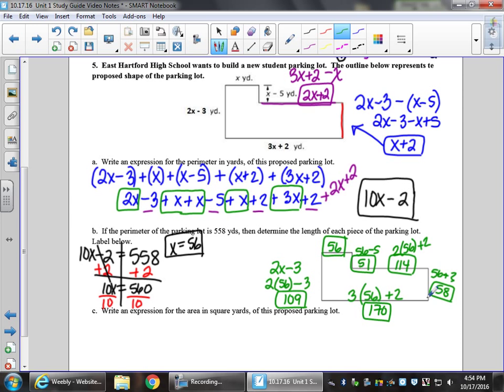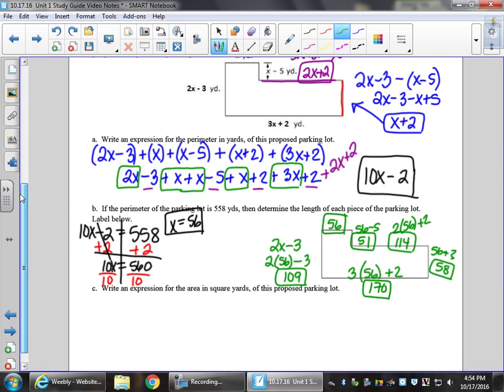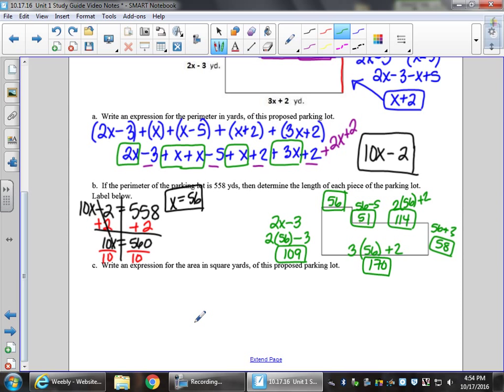Okay, C. Write an expression for the area. So I recommend kind of imagining this in two pieces. I'm just going to resketch to the best of my ability. Imagine that's all square. So we're going to actually cut this in pieces. This is going to be one box, and this is going to be another box.